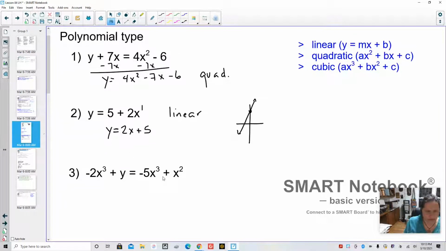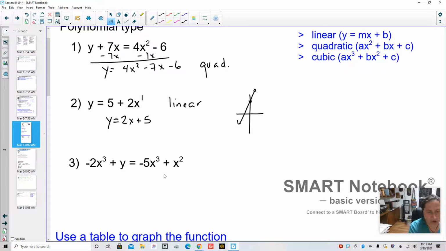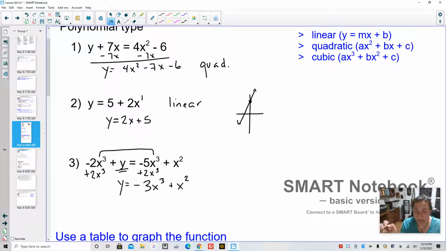All right, this last one, we've got to do some rearranging here. Oh, and I have some like terms, so something's going to happen with those. So remember, I want to solve for y. So I'm going to add 2x cubed, and I'm going to say y equals, plus 2x cubed. Minus 5 plus 2 is a negative 3x cubed plus x squared. My largest exponent is cubed. That makes it cubic.